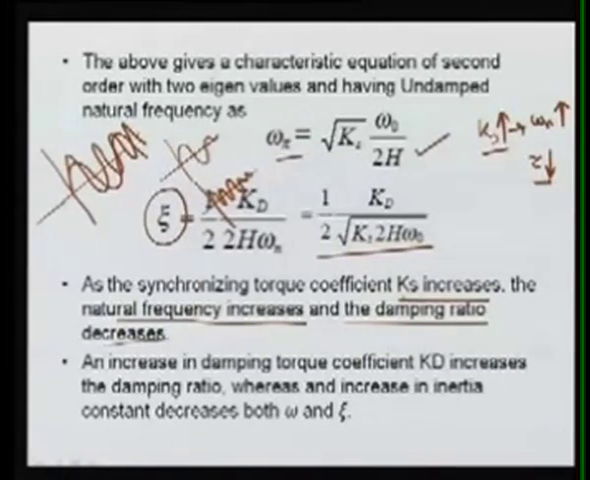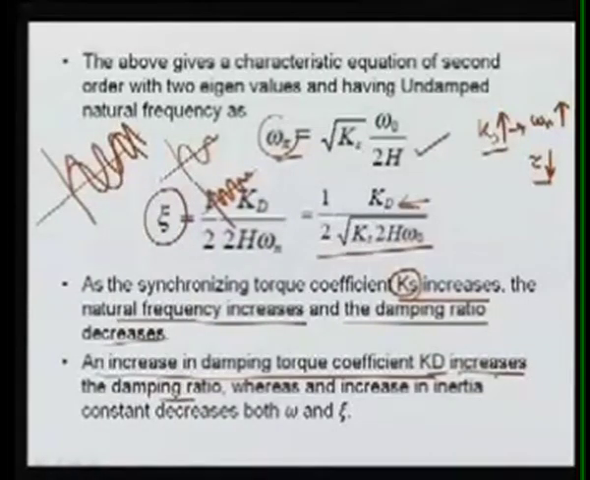So this one property with this Ks. Now an increase in the damping torque coefficient, this Kd. Suppose you want to increase the Kd, what will happen? This increases the damping ratio, you can say it directly, and it is independent of omega n. So it is not changing your frequency, it is a constant, but the damping ratio is improved. It means the damping torque coefficient increases the damping ratio, whereas an increase in inertia constant decreases both omega n and this zeta.